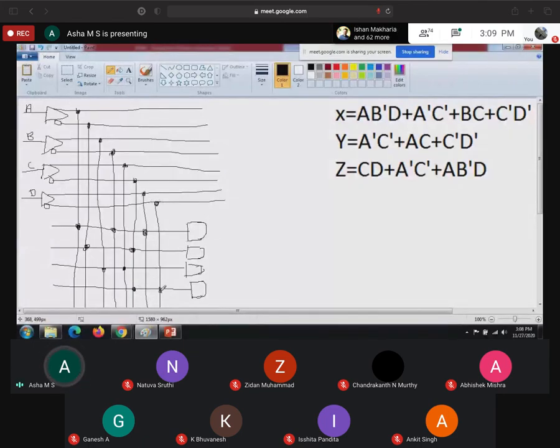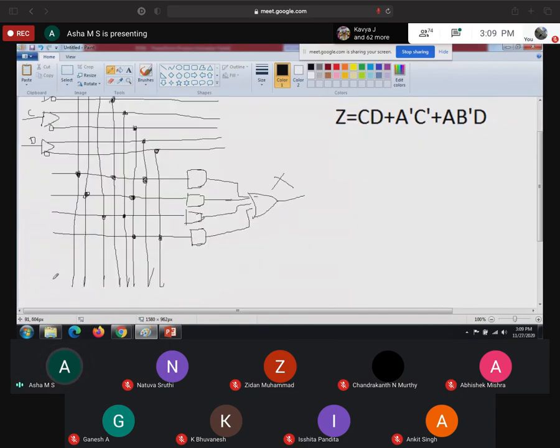Okay, so now I got these four products. Now what I need to do is OR these four products to get X. I need to make an ORing function, so here I have an OR function. This gives me X. Similarly, we need to write it for Y.